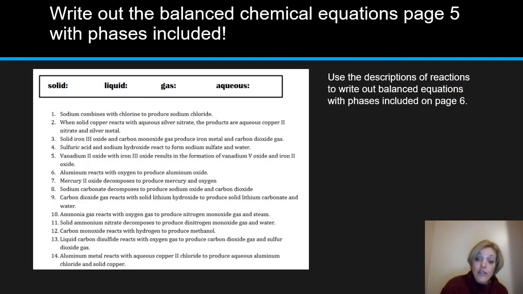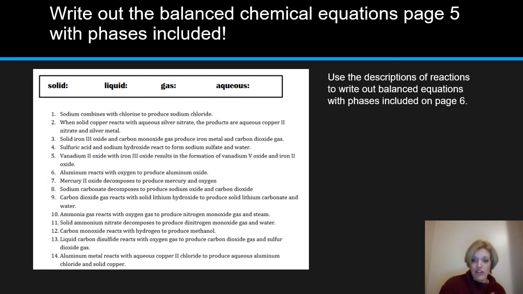On page 5 of your books, you need to write in the abbreviations for each of the different phases. So for solid, I need you to write S. For liquid, I need you to write L. Gas, G, and then aqueous, AQ. Please write that in now. You will see that there are 14 descriptions of reactions, and they actually include the phases in there. Your job is to write out the chemical equation for this using the phases, and there's space for this on page 6.